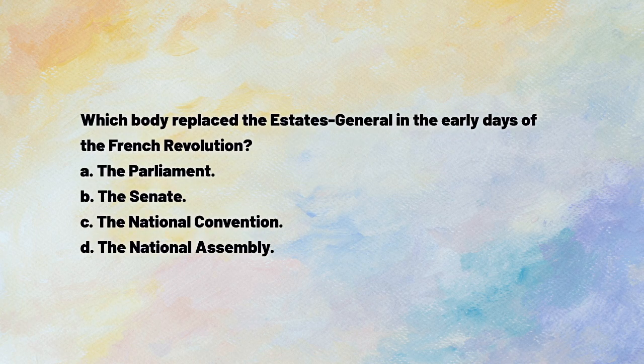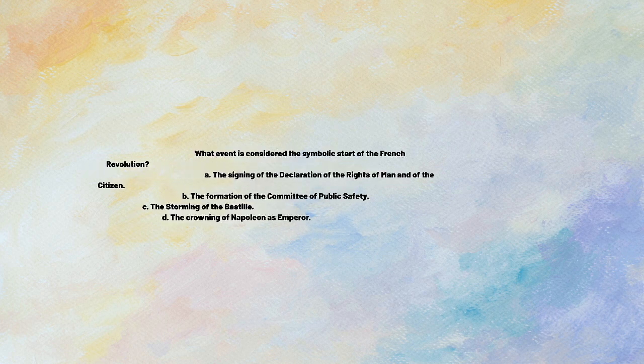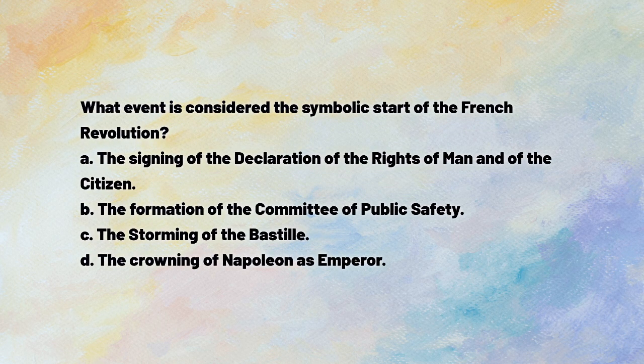Which body replaced the Estates General in the early days of the French Revolution? A. The Parliament. B. The Senate. C. The National Convention. D. The National Assembly. Answer D. The National Assembly.